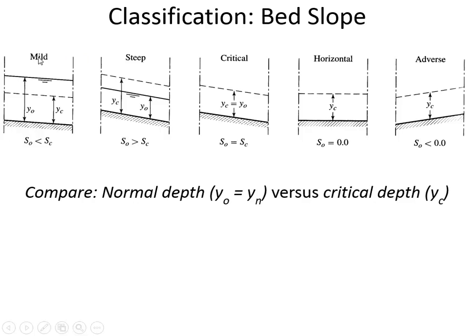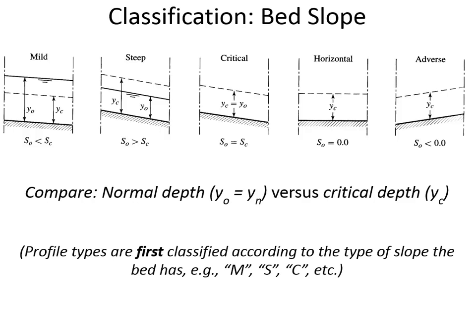So these, M, S, C, H, and A, are the prefix of the water surface classification process that we're going to go through. And so if it says it's an M profile, then that means the channel slope is mild. If it says it's an S profile, that means the channel is steep. And then you recognize the implications of that with respect to the slope.